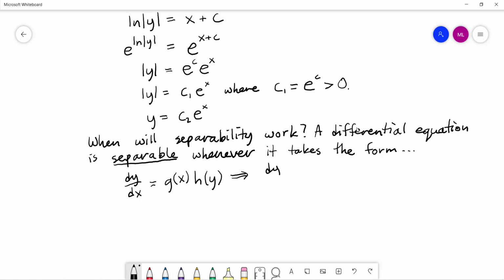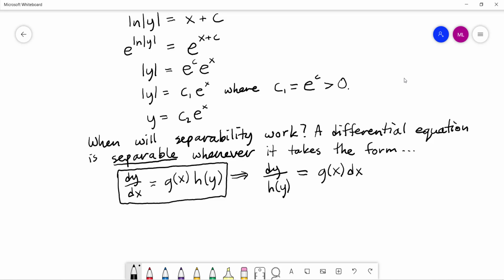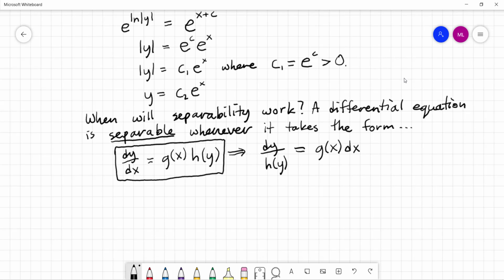We would always get dy over whatever the h of y is by dividing both sides by h of y. And by multiplying both sides by dx, we would get the g of x to stay on the right-hand side times that dx. And now we have something that's strictly a function of y on the left and something that's strictly a function of x on the right. And we could integrate both sides. So this is the key. If you can write it like this, you have a separable equation. And so this is going to be a common approach. This is going to take care of a very wide array of problems that we're going to face, but certainly not all of them. So let's do another example and just get a little more practice with this.